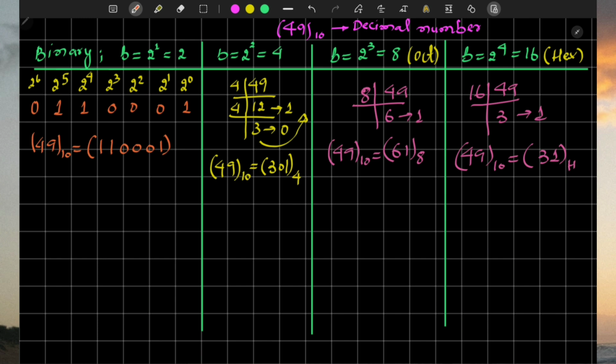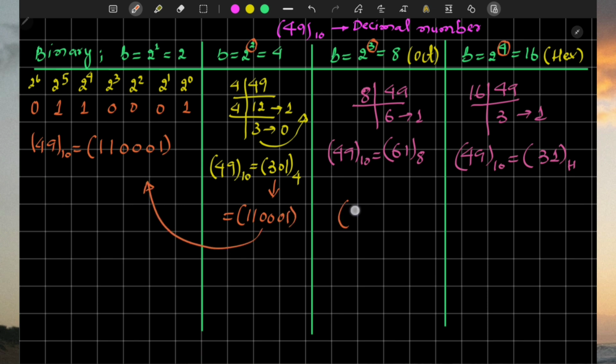Now look carefully at the bases. For base 4, it is 2 raised to the power 2. For base 8, it is 2 raised to the power 3. And for base 16, it is 2 raised to the power 4. If we replace each digit in base 4 by 2 bits, because it is 2 raised to the power 2, what we get is 3 in binary form is 1 1, 0 in binary form is 0 0, and 1 in binary form is 0 1. So we will get the same result.